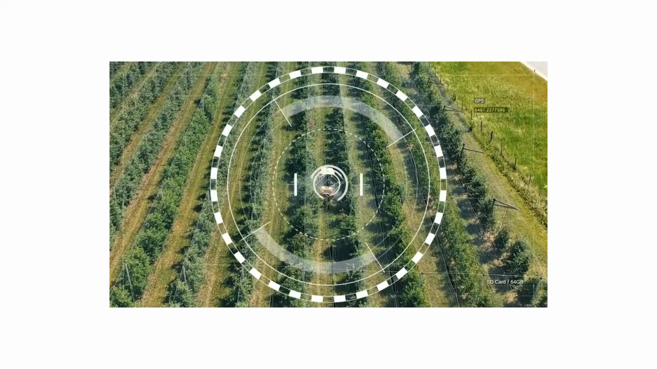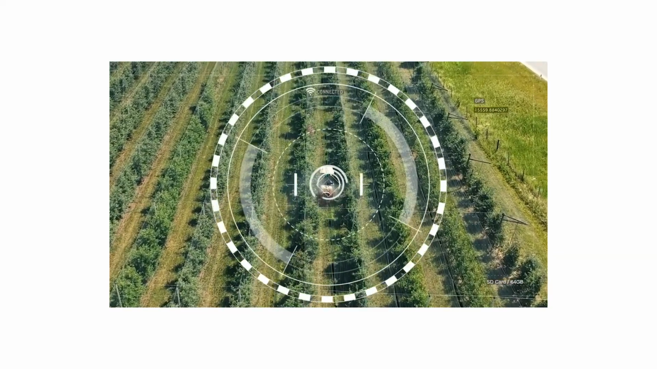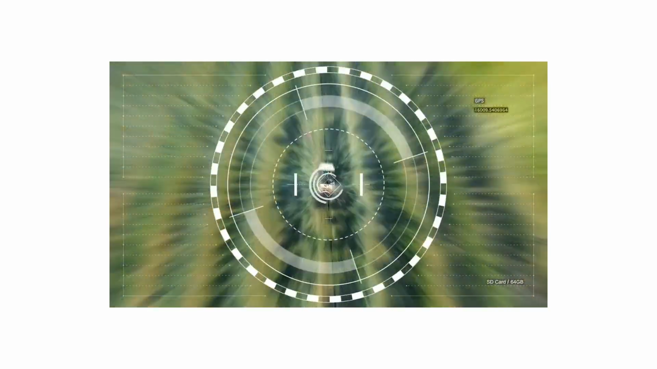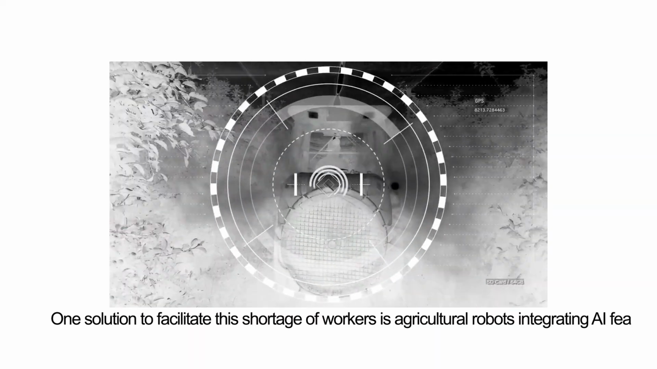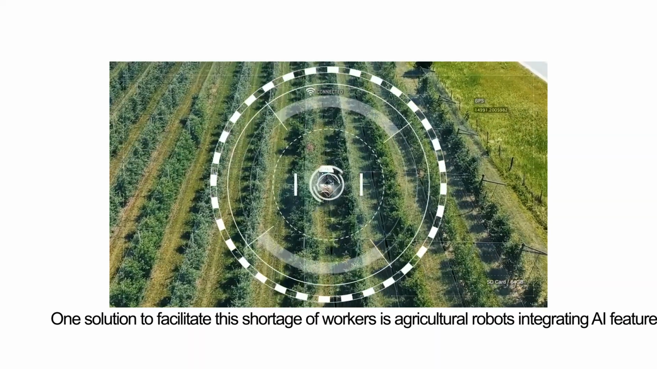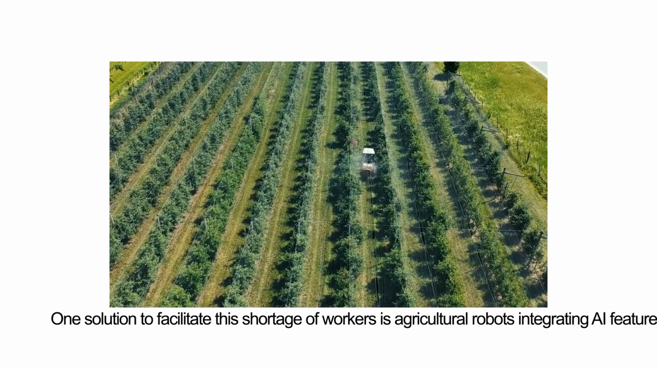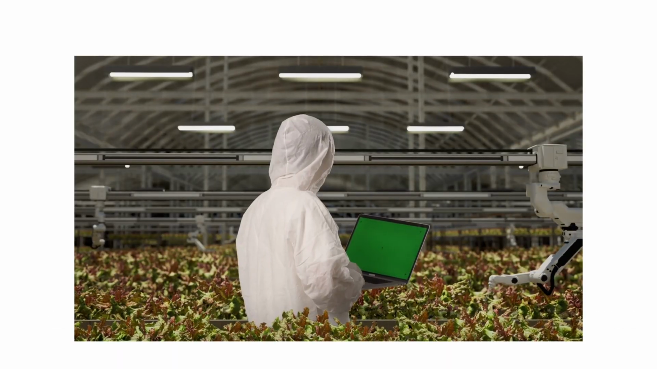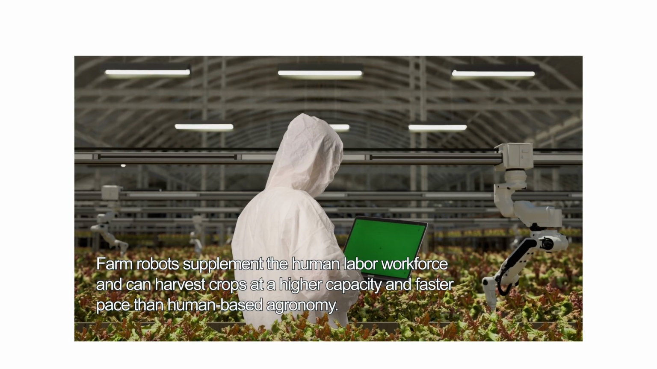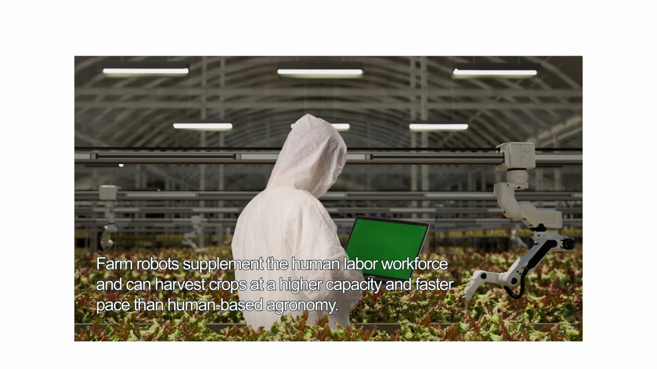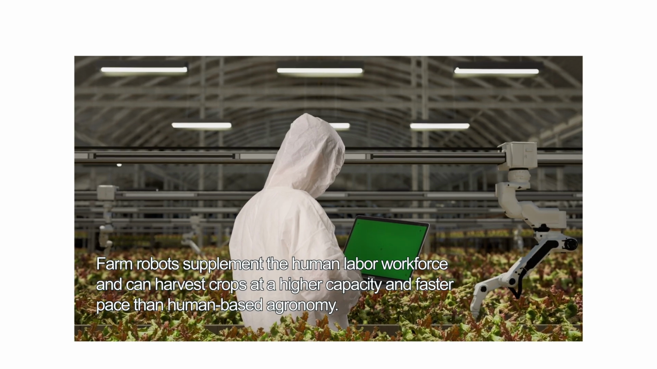A transition is noticed in society, and people have moved from agricultural culture to cities to get good urban facilities, which caused workforce shortage. One solution to facilitate this shortage of workers is agricultural robots integrating AI features. According to a Forbes study, farm robots supplement the human labor workforce and can harvest crops at a higher capacity and faster pace than human-based agronomy.